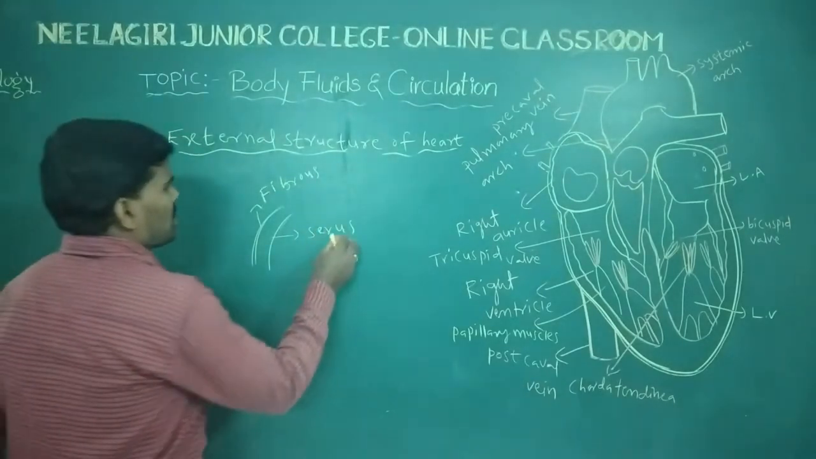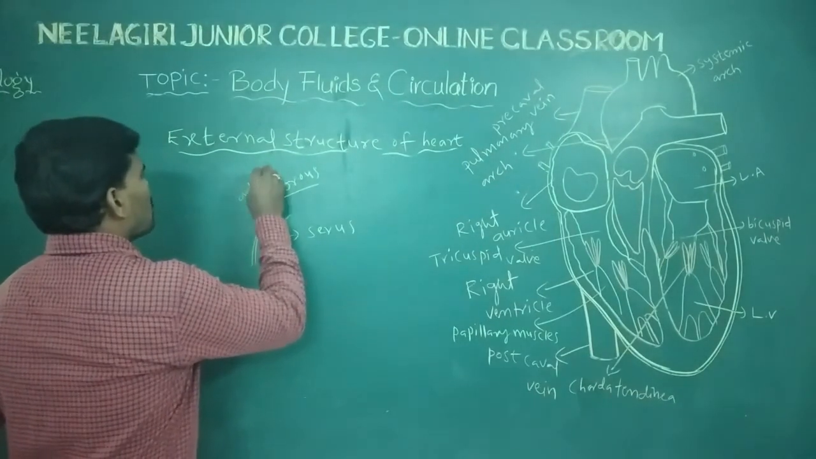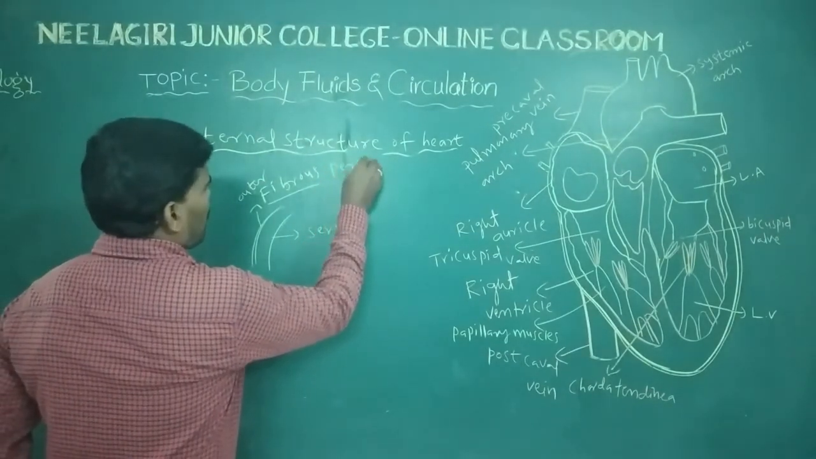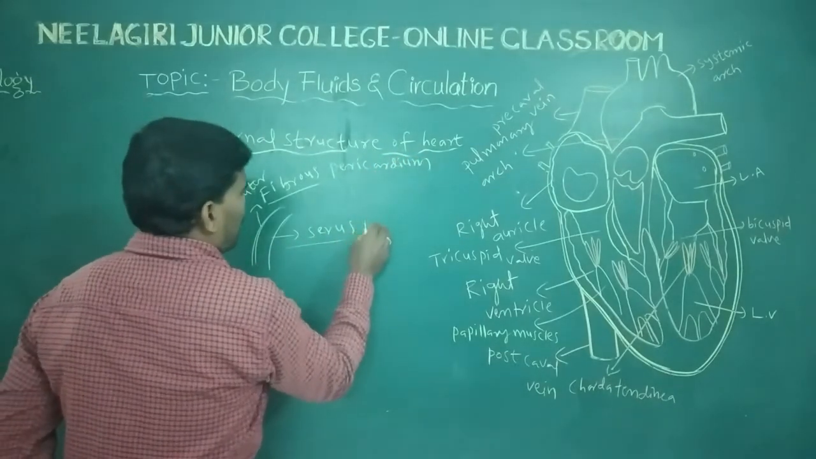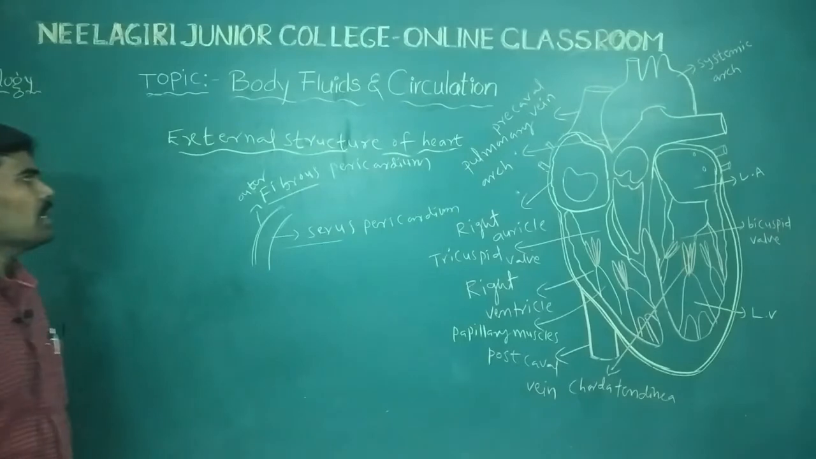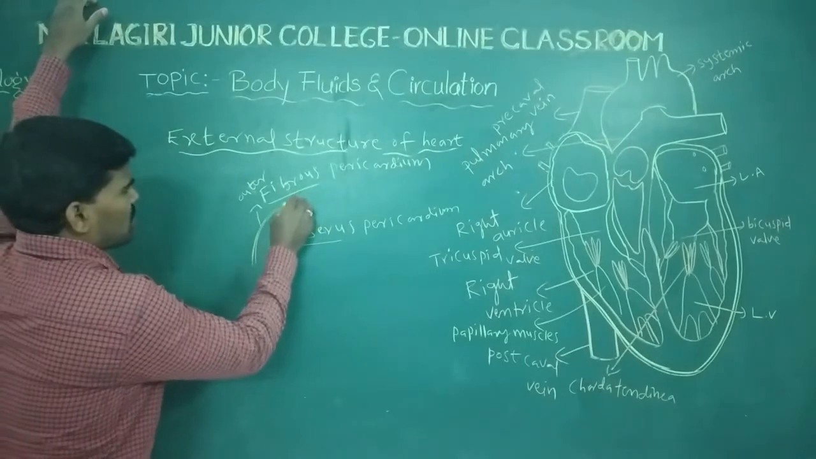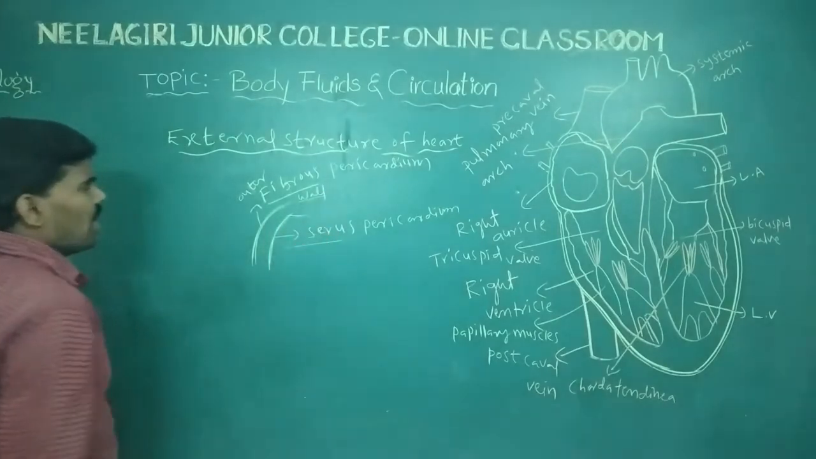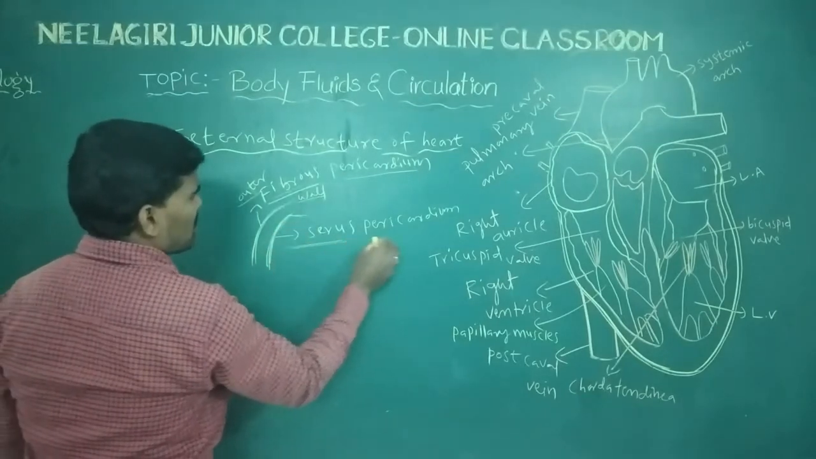The pericardium has fibrous and serous layers: the outer fibrous pericardium and the inner serous pericardium. So the heart is covered by two walls. This is one wall, this is another wall. This is the outer wall, this is the inner wall. The outer wall is called the outer fibrous pericardium, and the inner wall is called the serous pericardium.